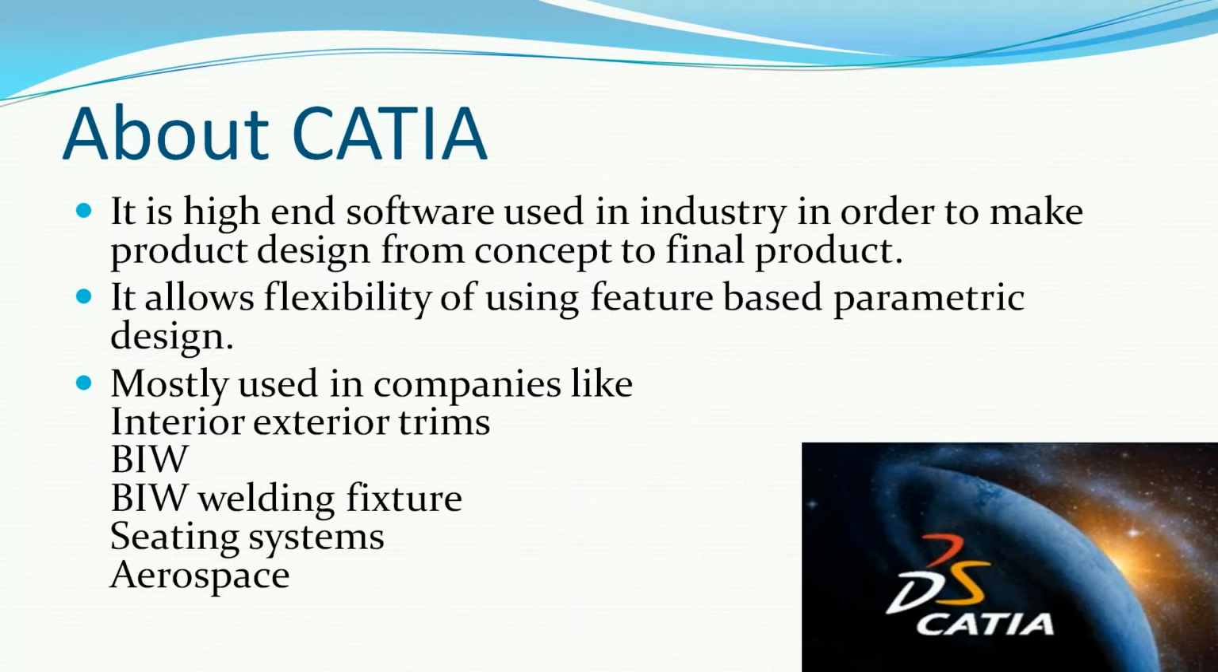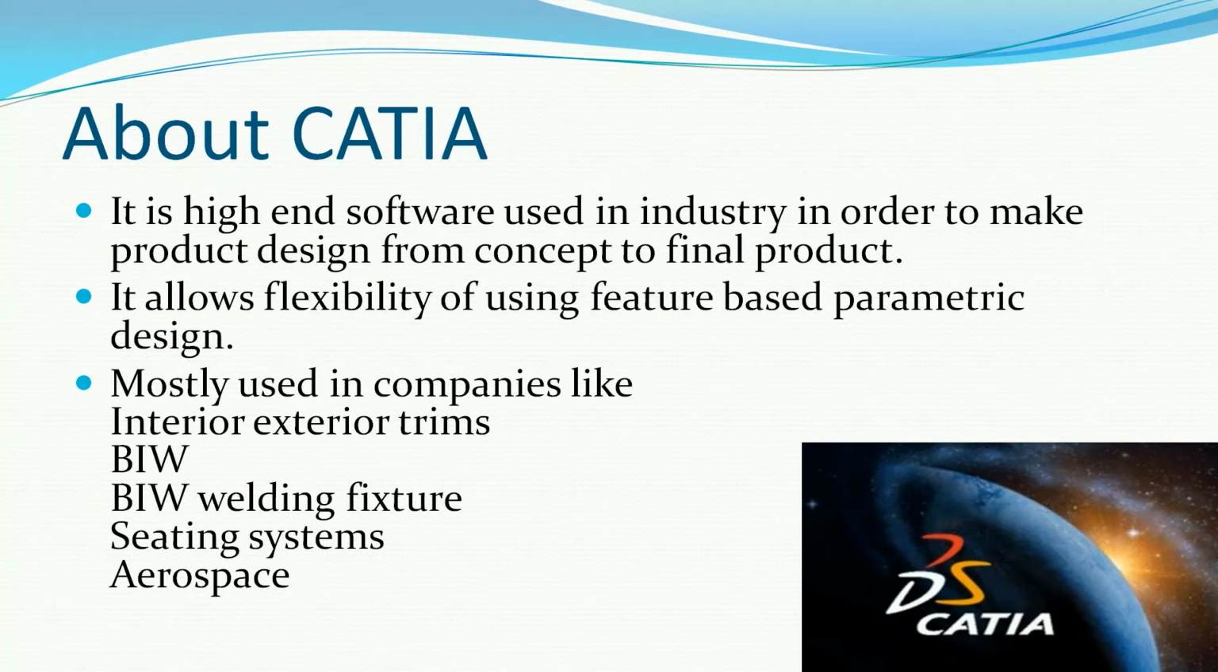Next is about CATIA. It is a high-end software used in industry in order to make product design from concept to final product. So what is meant by high-end? As we know, AutoCAD is used for creating 2D drawings. It is also used for creating 3D parts, but it is a very lengthy and complicated process. But in CATIA we can easily create complex 3D models, so that is the main advantage over the low-end software. Next is, it allows flexibility of using feature-based parametric design. We have seen that.